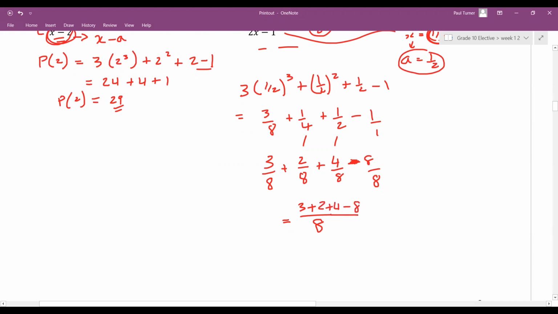If you see any error when I'm writing, say something, because otherwise you'll be copying the wrong thing. So 3 plus 2 plus 4 is 9. 9 minus 8 on 8 is 1 on 8. If you don't have a calculator, that's the method I recommend. Any questions? No problem. So that's your 2 remainders.